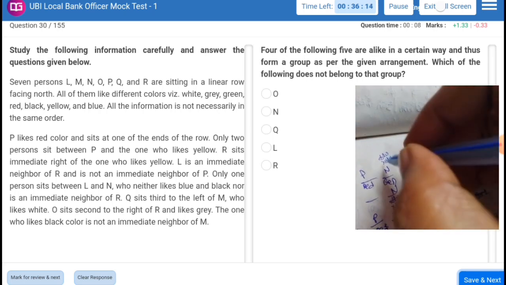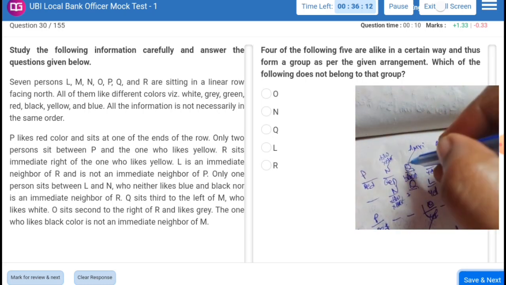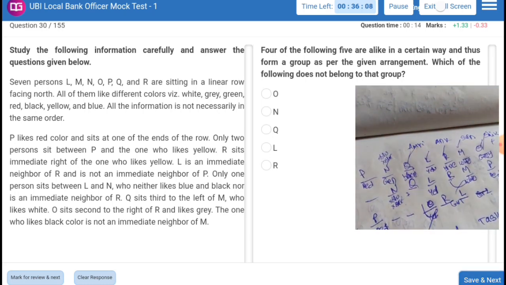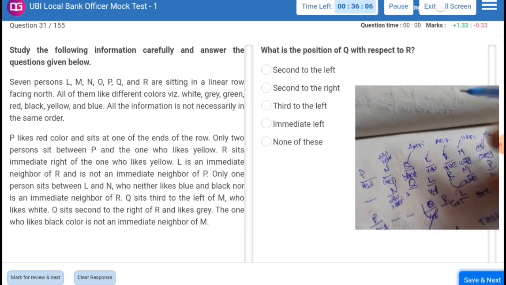O, N, Q, L, R. So O at the end. Q with respect to the R, second to the left.